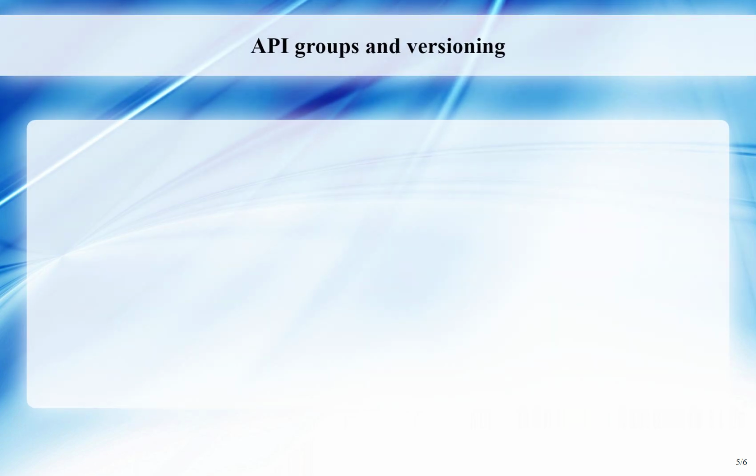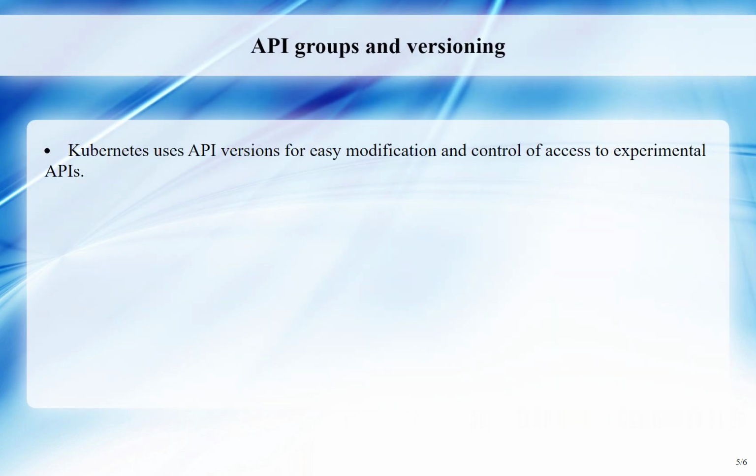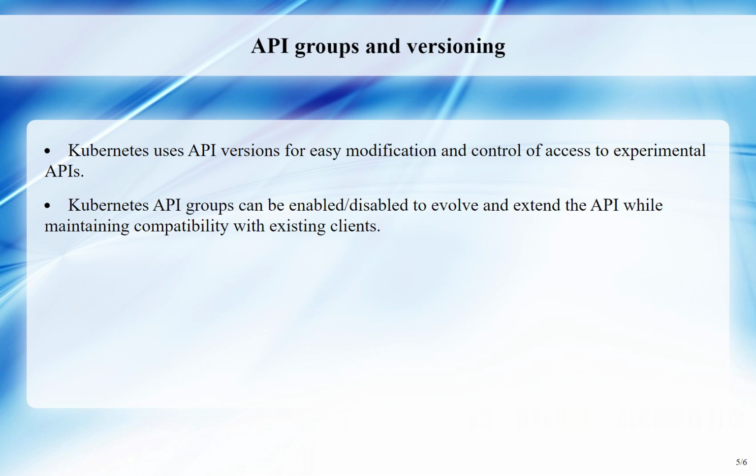API groups and versioning. Kubernetes uses multiple API versions to make it easier to eliminate fields or restructure resource representations. Versioning is done at the API level to ensure a clear, consistent view of system resources and behavior while allowing control of access to experimental APIs. API groups can be enabled or disabled to evolve and extend the API, with resources distinguished by API group, type, namespace, and name. The API server handles conversion between versions transparently, serving the same data through multiple API versions.